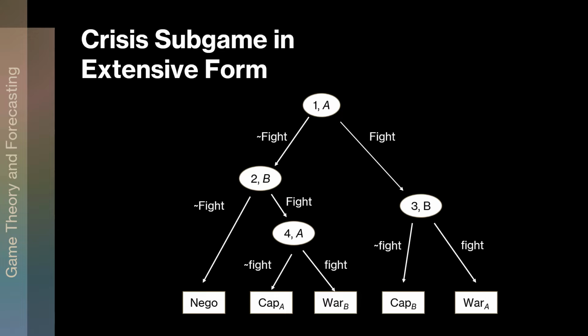The crisis subgame ends with 5 different outcomes, right? Capitulate A, capitulate B: player A capitulates, gives up to player B, or if B capitulates, B gives in to A's demand. That's obvious. So that outcome's pretty clear-cut, deterministic. There might be some costs associated with it, but still.